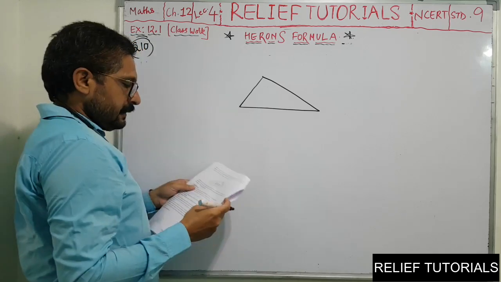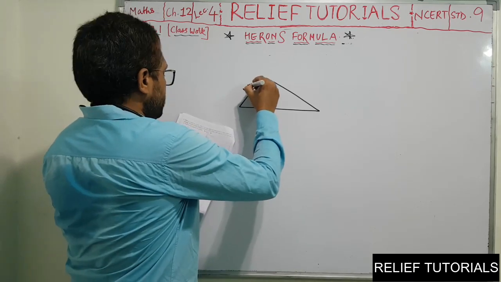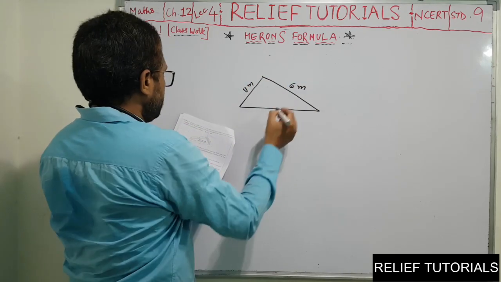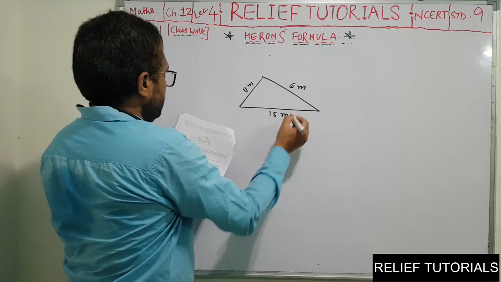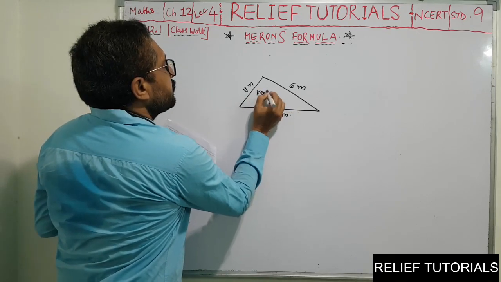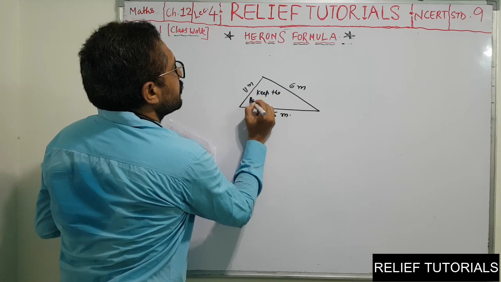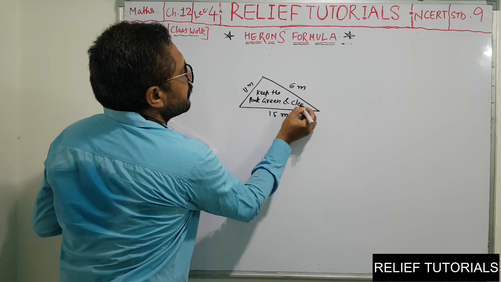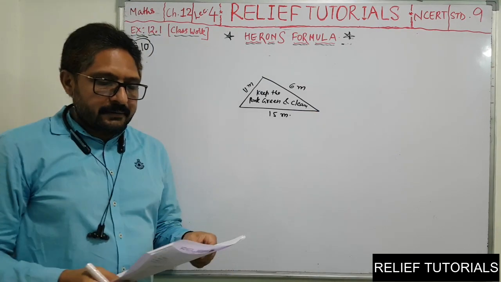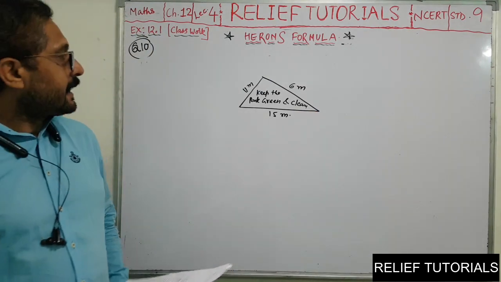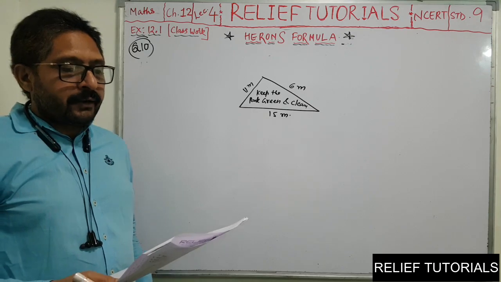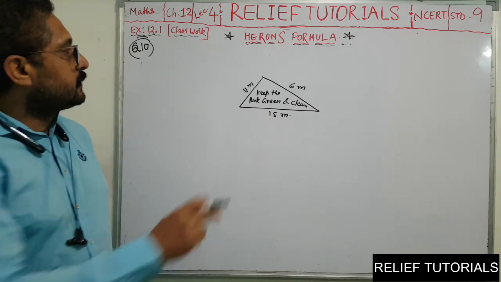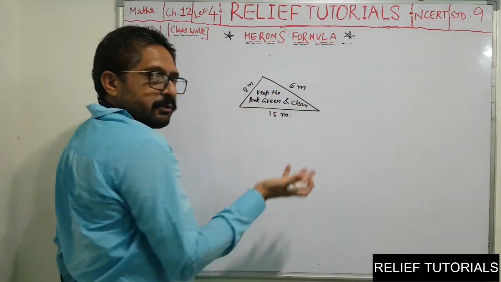So this is a park. And here it is given this is 11 meter, suppose this is 6 meter and this is 15 meter. Here it is written "Keep the park green and clean". Clear? So now these are the sides of a wall and you want to find the area painted in color. So this area is painted in color, just you have to find the area.